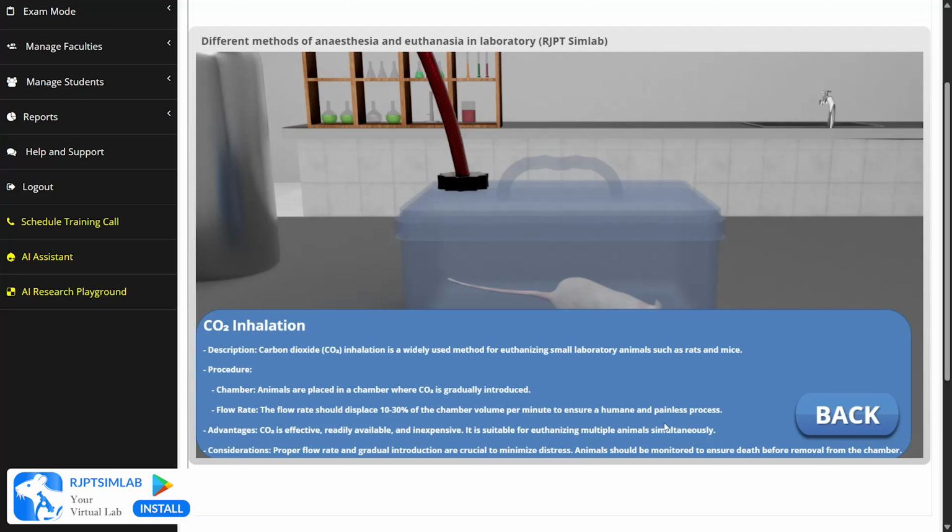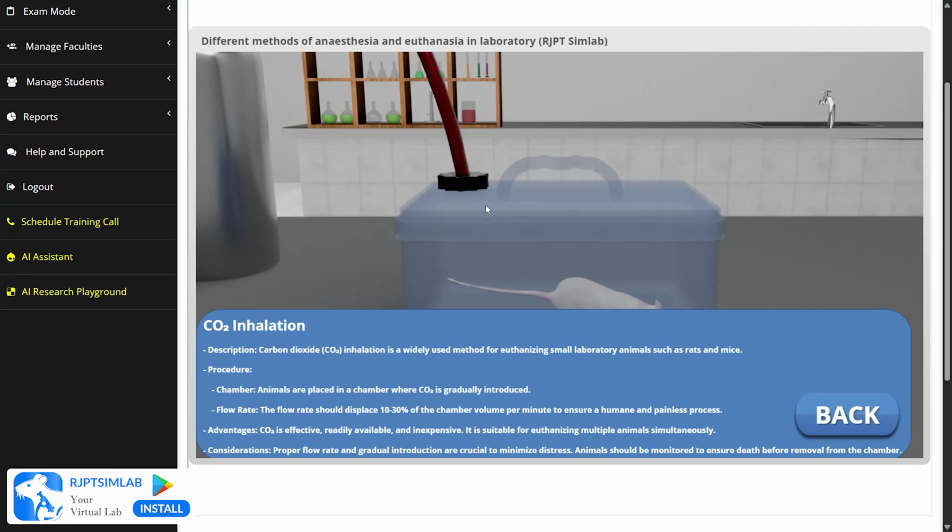painless process. The statement says that the flow rate of the gas should be 10 to 30% of the closed chamber volume per minute. It means we have to introduce 10 to 30% of the chamber's volume inside the chamber so that a humane and painless killing of the animal is done.